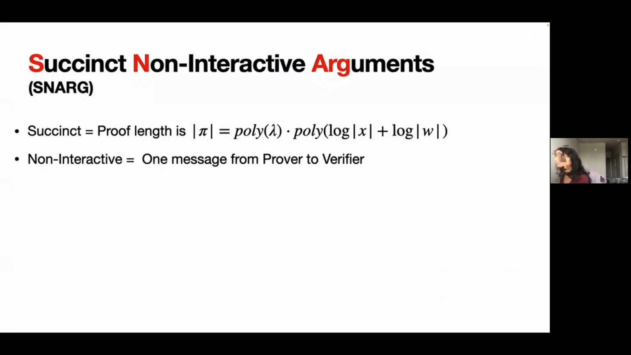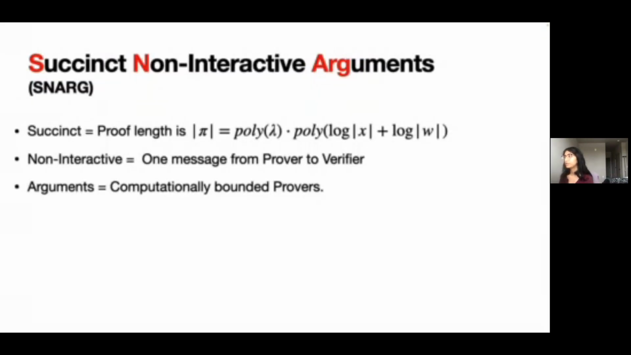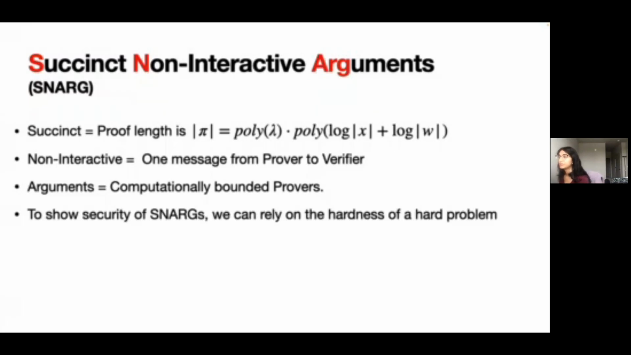Okay, so this brings us to the object of a SNARG, which is a succinct non-interactive argument. Succinct just means that the proof length is polylog in the statement and the witness. Non-interactive just means the proof is going to be one message from the prover to the verifier. And arguments, as we said, are going to be computationally bounded provers.